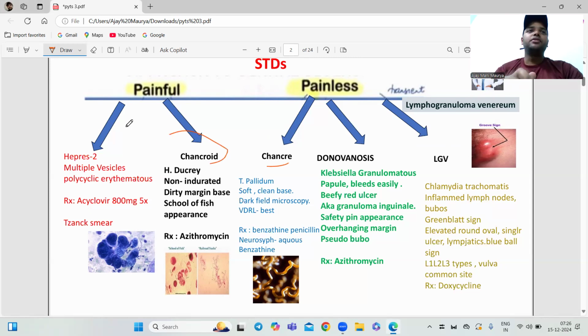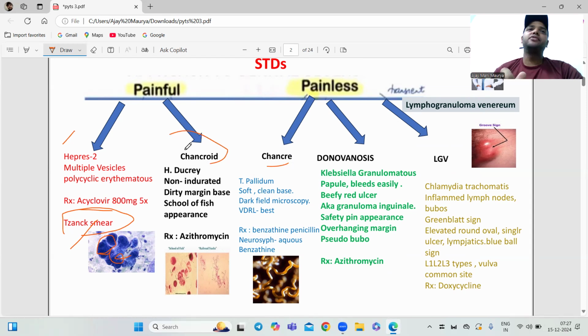Painful, two types. This is the herpes simplex virus. As you know, viruses don't have pus, only fluid filled vesicles. There is a polycyclic erythematous base. In order to view them you have to use the Tzanck smear. Now you see the giant cells here. The Tzanck smear is done for the HSV. Treatment is acyclovir 800 milligrams 5 times per day.